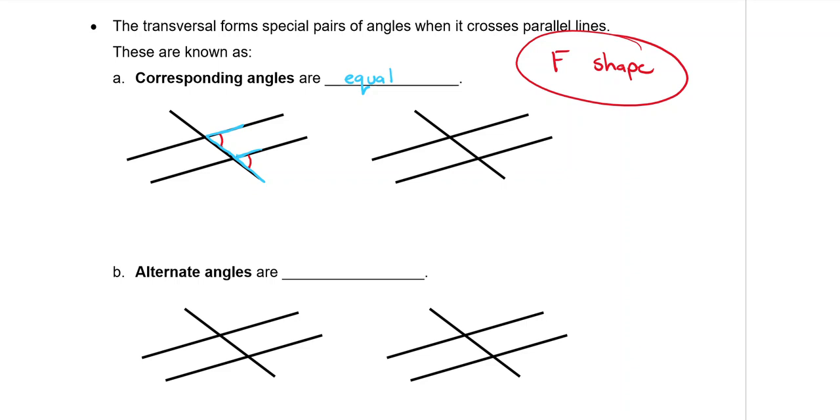However, the F shape doesn't always have to be the right way around. Sometimes the F shape is upside down. Sometimes it's upside down and back to front, or just back to front. There's actually 4 different F shapes that you can make around that transversal. So in the second diagram, I'm going to do a different F shape. I might do it upside down and back to front like this. And in those little arms, that angle and that angle would be equal because they're corresponding.